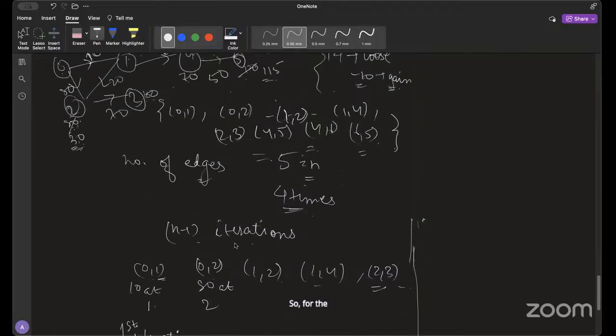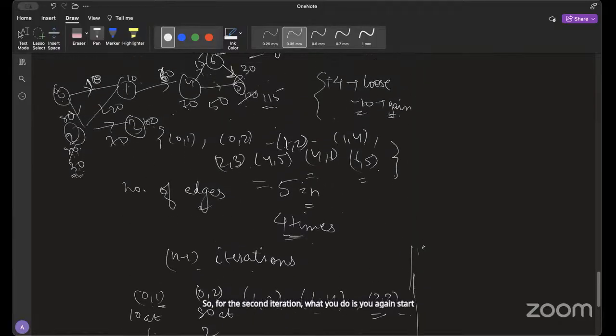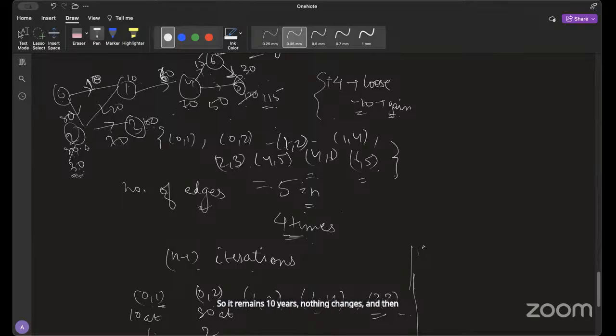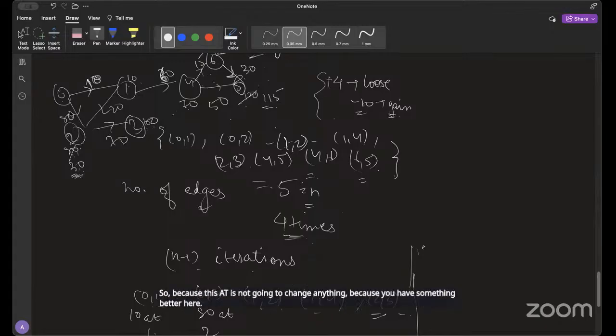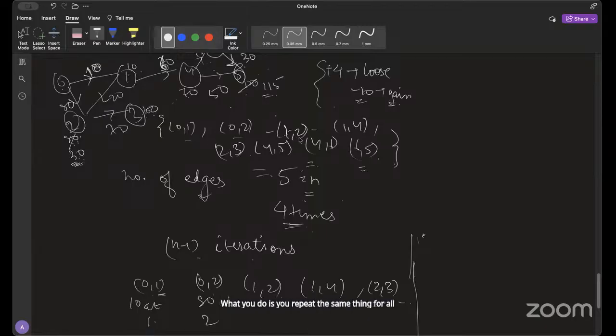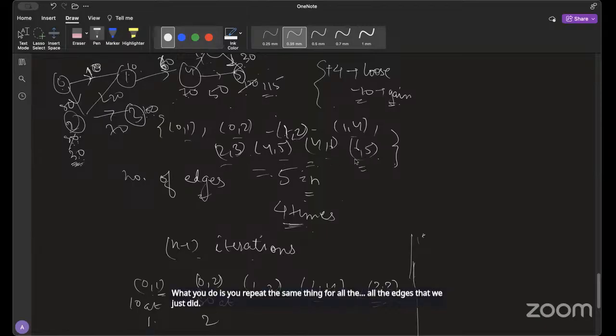So for the second iteration, what you do is you again start from here. So it's 0 here, and then you do the 10 thing here again. So you get a 10 here. So it remains 10 here, nothing changes, and then this one remains 30. This one remains 80. Because this 80 is not going to change anything because you have something better here. You have 30 here, so 80 is not going to change this. And then what you do is you repeat the same thing for all the edges that we just did. In a similar manner, you repeat everything.